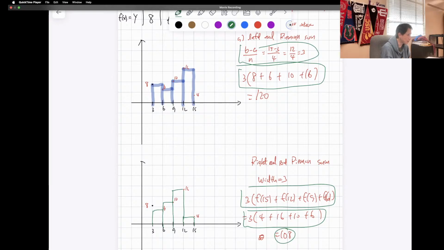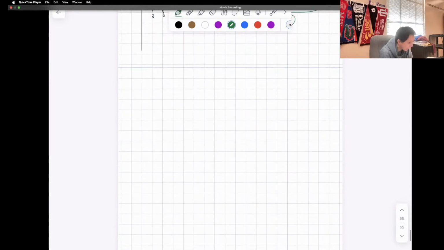Am I going too fast for left and right? Okay. Now let's talk about something a little bit harder. Trapezoid. So what is the trapezoid rule? Now, I don't want to waste a lot of time, so instead of 4 equal intervals, I'm going to do 2 equal intervals.